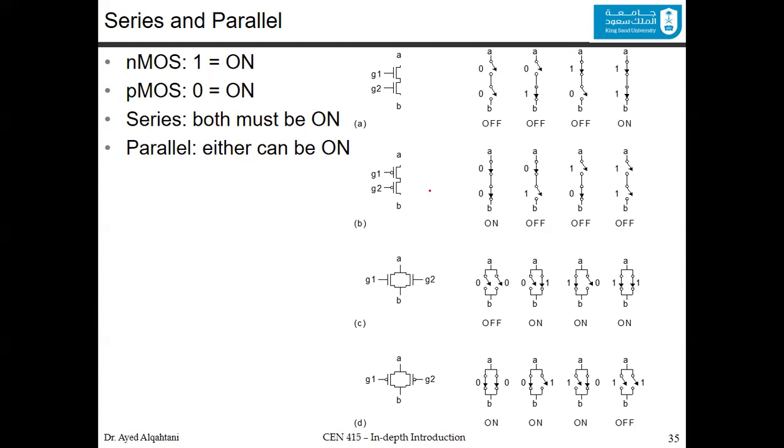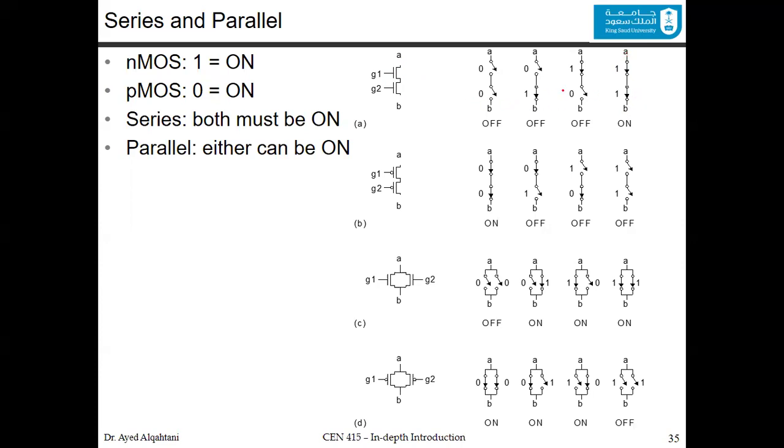To explain this in a better way, let's see in this figure, you have 2 NMOS transistors in series. So to have a path from A to B, both of them must be on, which means you have to have 1 and 1 here to have a path from A to B.